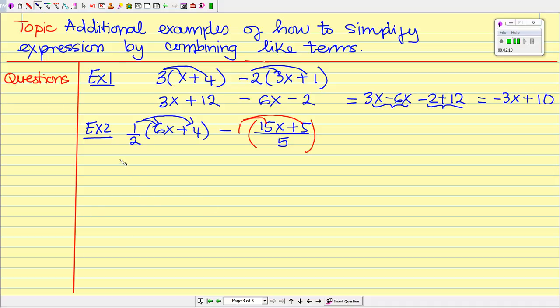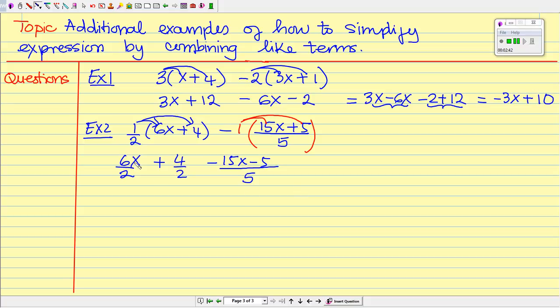So now I will have 1 half times 6 is 6 over 2. So 1 times 6 is 6 and copy the denominator. This is how you multiply a fraction, and copy the variable, and plus 4 over 2. 1 times 4 is 4. And here I have negative 1 times 15 is negative 15x and the denominator stays.